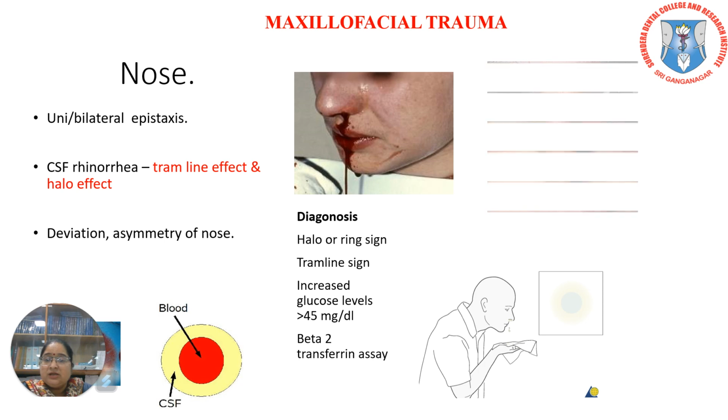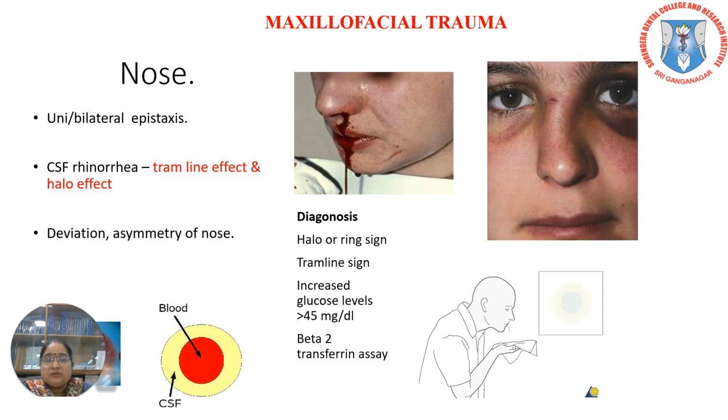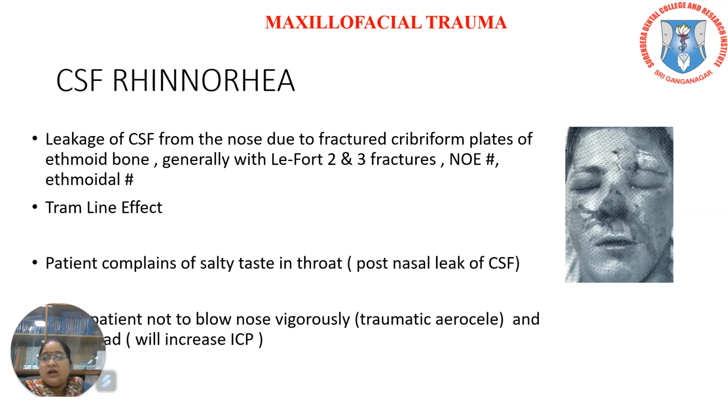Tramline, deviation, asymmetry of the nose. See in this picture, we can see there is asymmetry of the nose, and a deviated nasal septum is there. And leakage of CSF from the nose. Due to what are the various fractures that CSF rhinorrhea occurs?